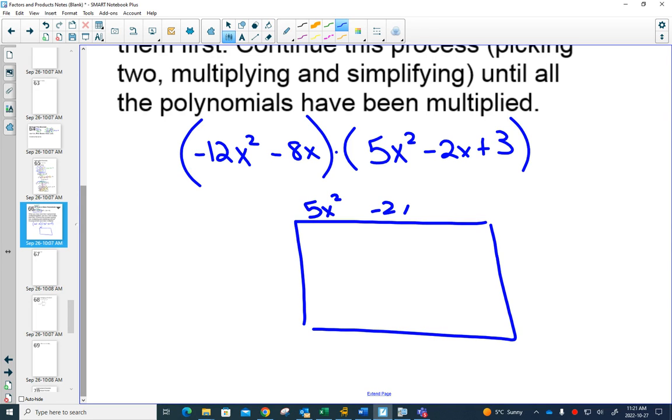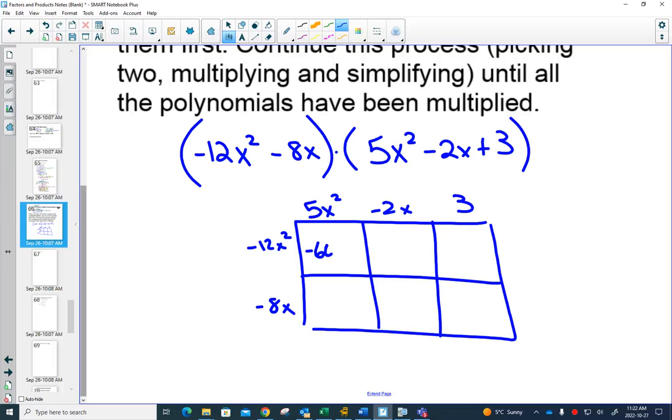(5x squared minus 2x plus 3) negative 12x squared minus 8x. And now I'm being really careful because I've already made so many mistakes with negatives. This one's going to be negative 60 and an x to the 4. This one's going to be positive 24 and x cubed. It's going to be negative 36 and x squared.